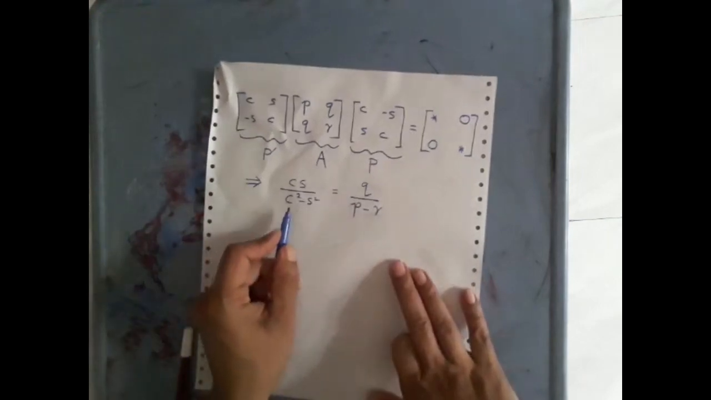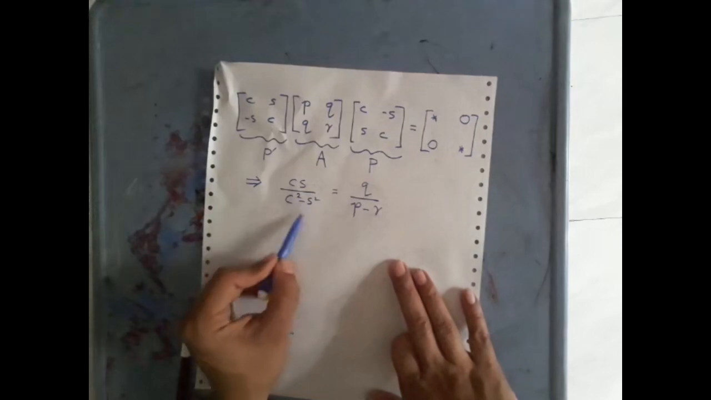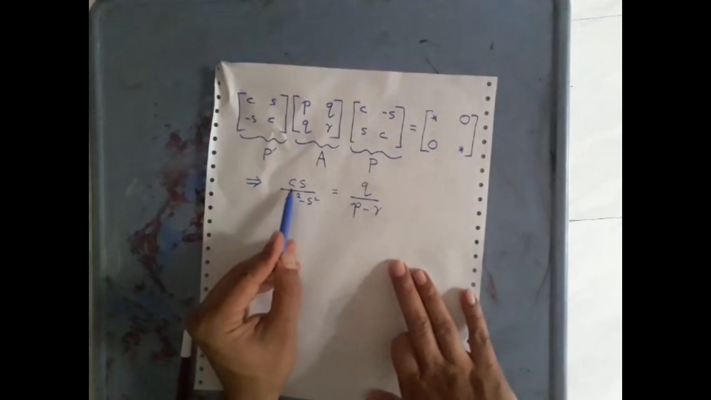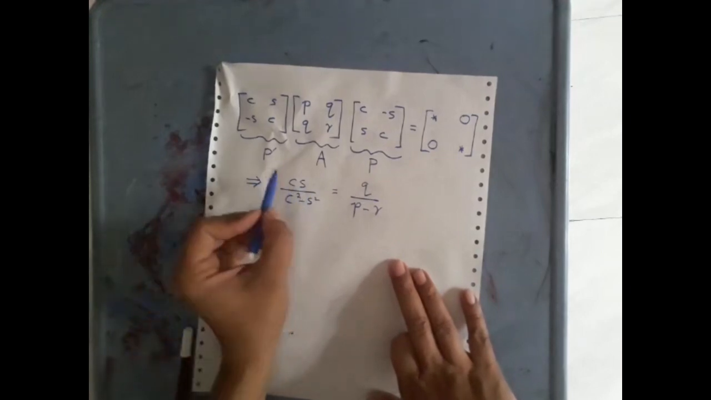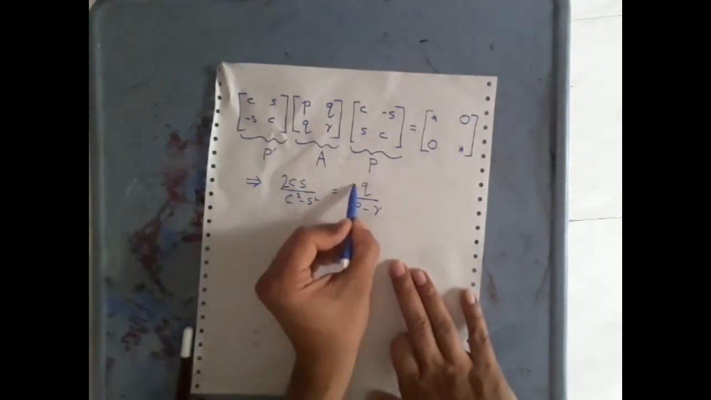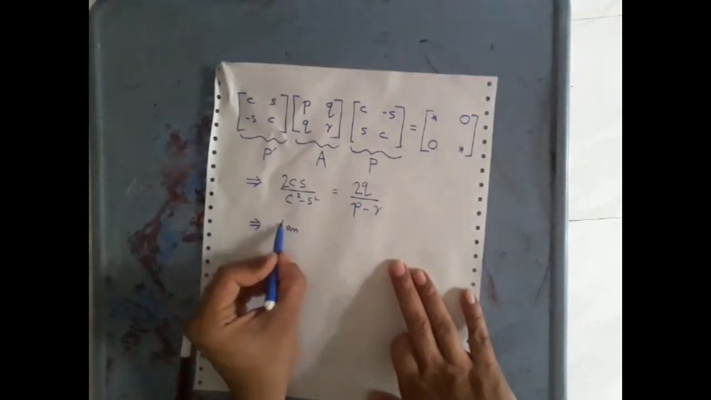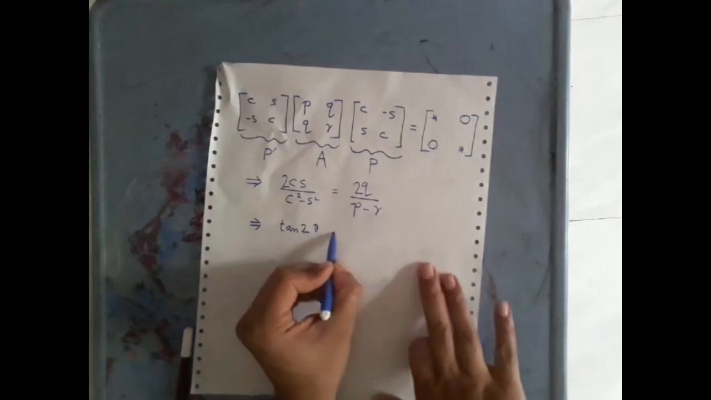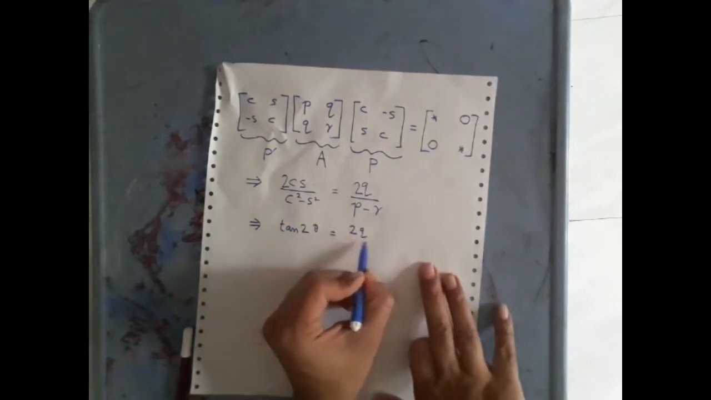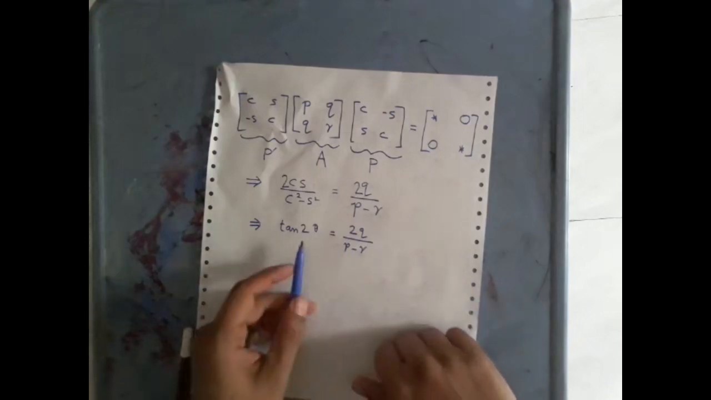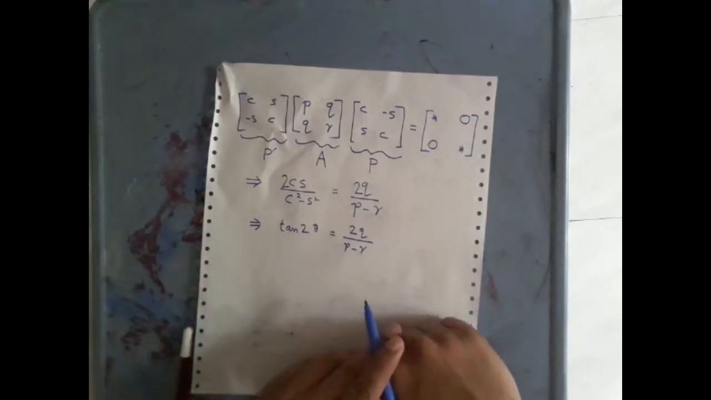Remember, this is cos theta, this is sin theta, so the moment you look at this, you understand it is cos 2 theta. And this is pretty much close to sin 2 theta, you just need a 2 here, so supply the 2, and that gives you tan 2 theta equal to 2Q by P minus R. From this you can work out a value of theta.